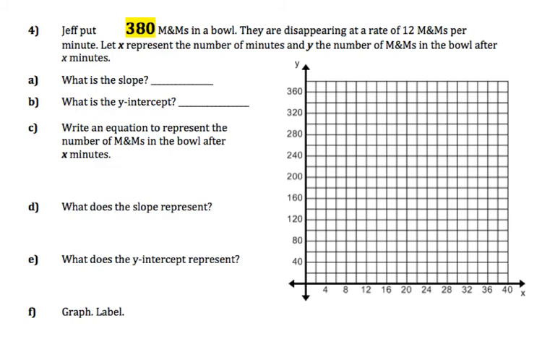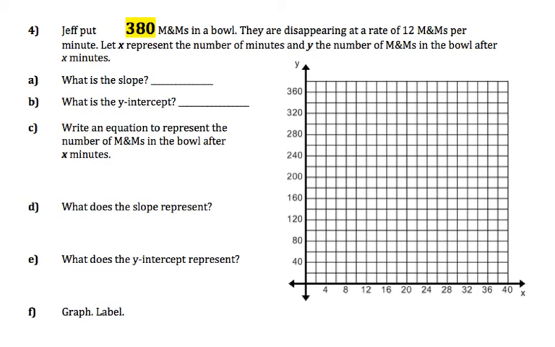Okay, number 4. Jeff put 380 M&Ms in a bowl. They are disappearing at a rate of 12 M&Ms per minute. Let X represent the number of minutes and Y the number of M&Ms in the bowl after X minutes.